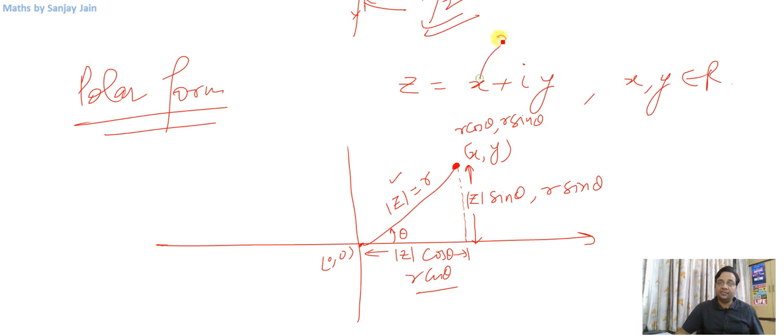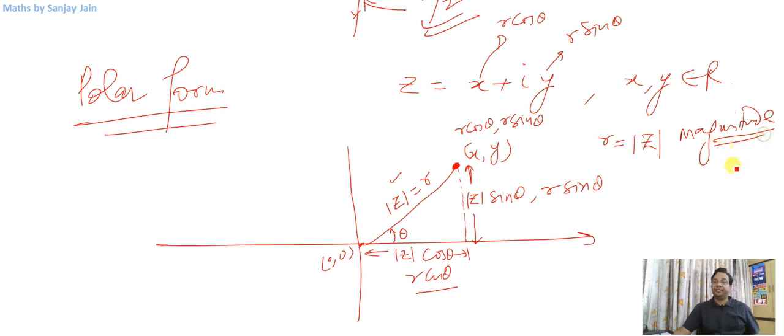So this can be taken as r cos theta and this can be taken as r sine theta in terms of the coordinates, where r is the modulus of z or magnitude of the complex number. This is the magnitude of the complex number and it is taken as positive length, right? And theta is the argument of this complex number z. So these are the coordinates that can be taken in trigonometric form or polar form.